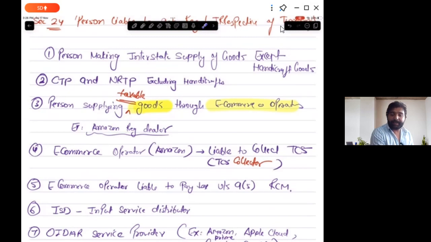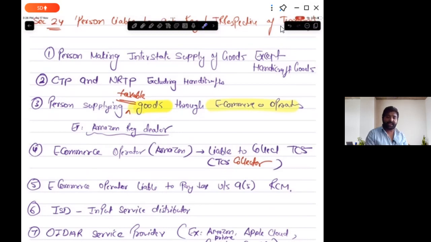So yes, if a person is dealing in any kind of interstate transaction, if he is selling the goods outside the state, then he needs to get registered whether his turnover is 20 or 40 lakh. It doesn't matter if your turnover is less than 20 or 40. You need to get registered because you're dealing in interstate transactions. So the very first point is, if you're dealing in any kind of interstate transaction, you need to get registered whether your turnover is crossing the limit or not. It doesn't matter. But there is an exception, and that is for handicraft goods.